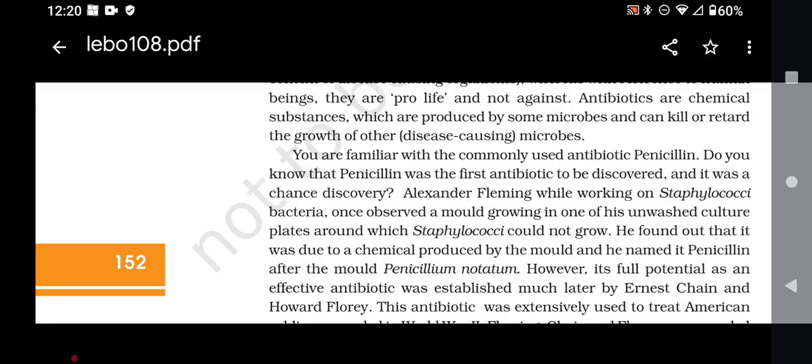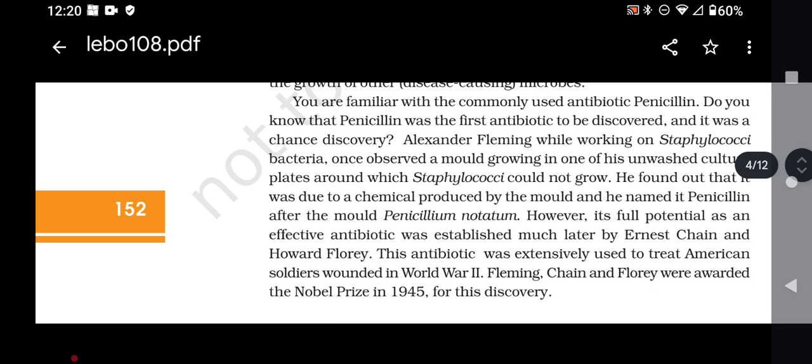He found out that it was due to a chemical produced by the mold and he named it penicillin after the mold Penicillium notatum. However, its full potential as an effective antibiotic was established much later by Ernest Chain and Howard Florey. This antibiotic was extensively used to treat American soldiers wounded in World War II.